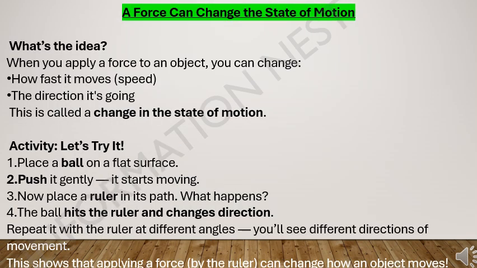Did you know that force can actually change how things move? Let's take an example you all know, a penalty kick in football. When the player kicks the ball, they apply force. What happens? The ball moves faster and changes direction.